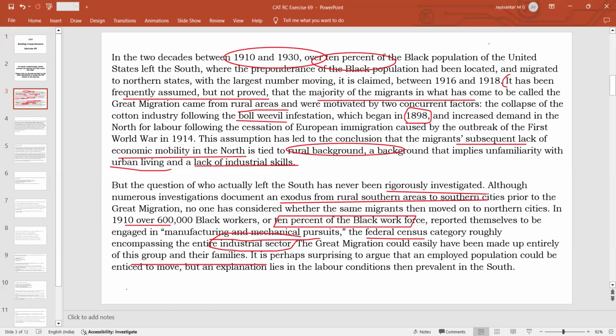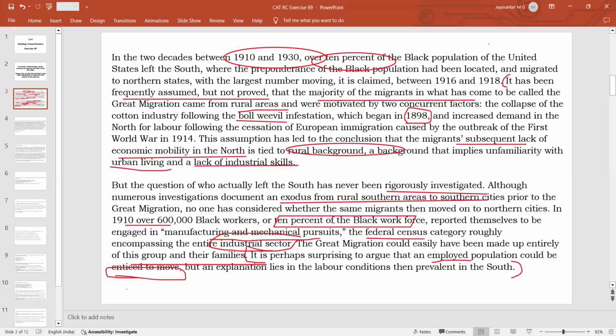But then comes the argument: why would the well-settled black workers who are already employed and who are living in the cities be enticed to move, or what motivates them to move? Means they are already employed in the cities in the southern United States. They are skilled workers, so they might be getting good salaries. So why should they move? So this is the counter argument in this particular paragraph.